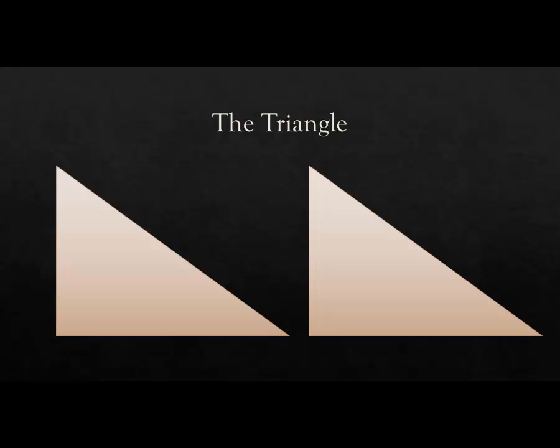I need a different color ink. That's blue. So if this guy's theta, this side is the opposite side. This side will be the adjacent side. This is the 90-degree angle. Therefore, this side is the hypotenuse. Okay?